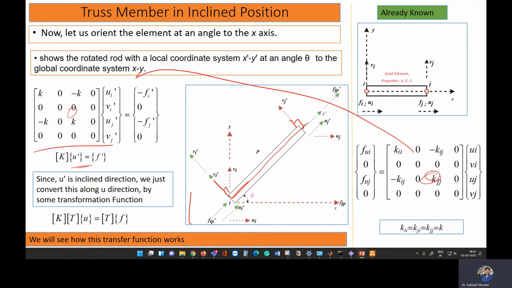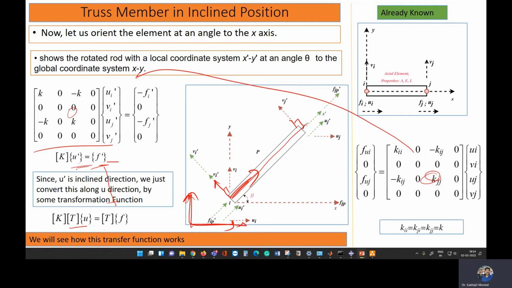Okay, so our global coordinate system basically looks like this. Our incline is like this. Okay, our global is this one. Now what we'll do, we'll apply some transformation rule and we'll see how we can operate on that. We'll write this u' as a transformation matrix T times u. Again, the force also we'll write as a transformation matrix times u.